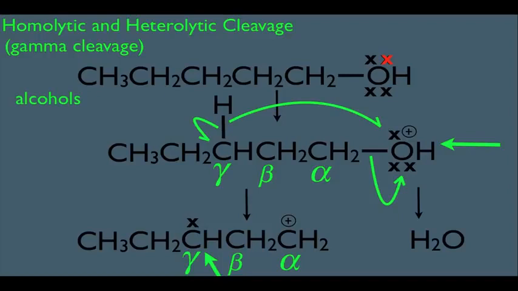Notice it's these features right here that help us with quick product. Again, if you have an alcohol that has a gamma carbon, then to quickly do this, you locate the alpha, beta, and gamma carbons, then you heterolytically cleave the OH off the alpha carbon and turn that into water. And the result is the alpha carbon becomes a carbocation and the gamma carbon becomes the radical species.